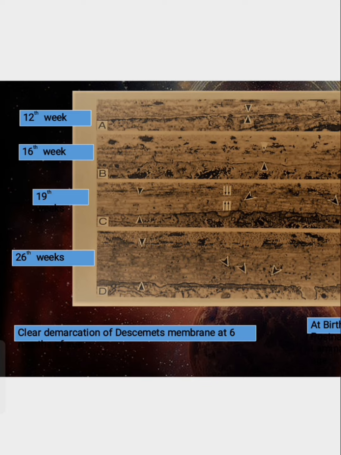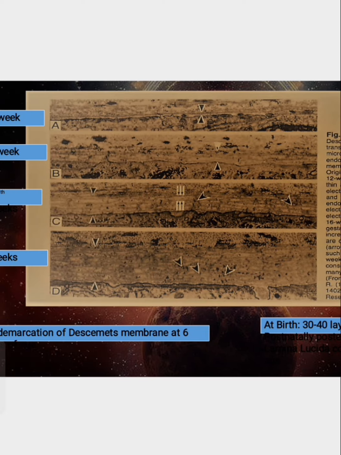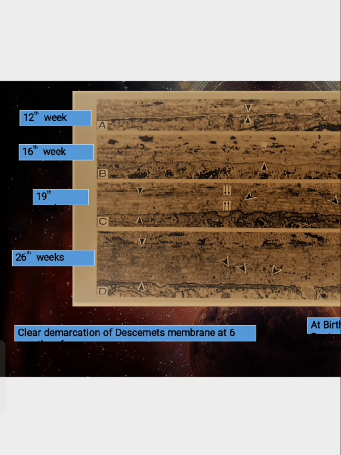So as we have seen, Descemet's membrane is seen at the 3rd month of gestational age initially, but it is not clearly demarcated. It becomes clearly demarcated at 6 months of gestational age, and at birth on scanning electron microscopy we can see 30 to 40 electron dense layers alternated with the electron lucent areas. So that was about the development of Descemet's membrane.